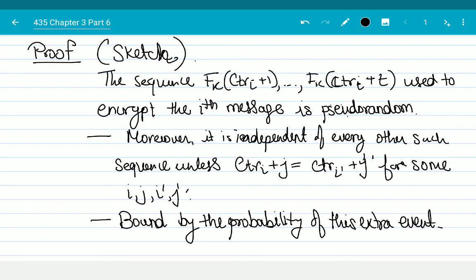Okay, the proof in full terms is in theorem 3.32 in the book, so you can go through it. Okay, but for now, let's stop this one here.